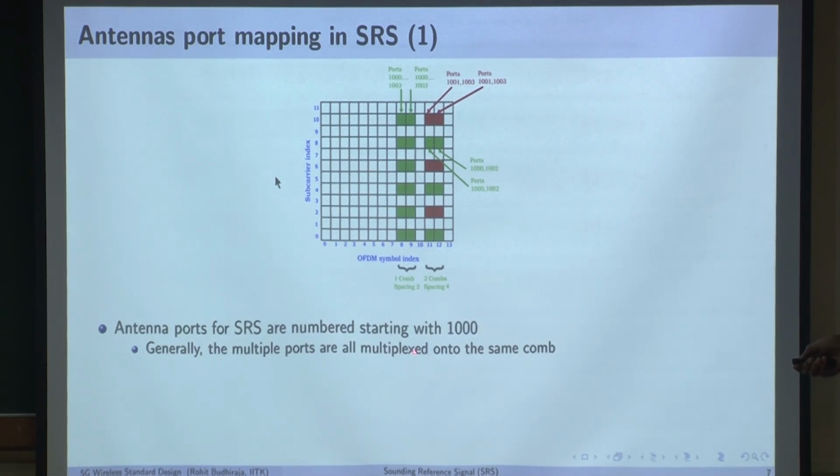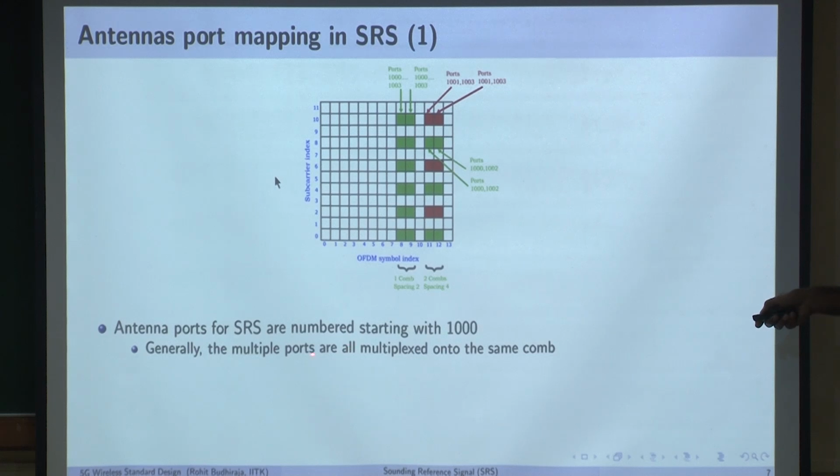These multiple ports are all multiplexed onto the same COMB. What do we mean by that? So what is this? This is a 2 symbol SRS, and this is one COMB. You forget this for some time. This is another example. What am I saying here? This is one COMB.